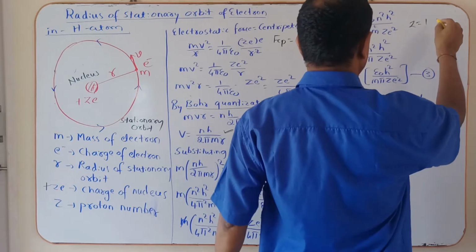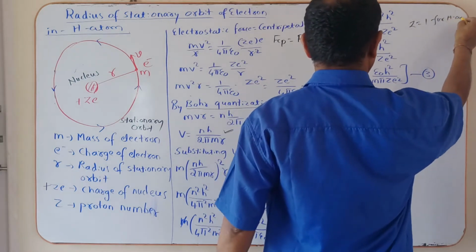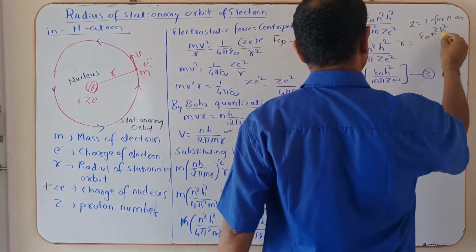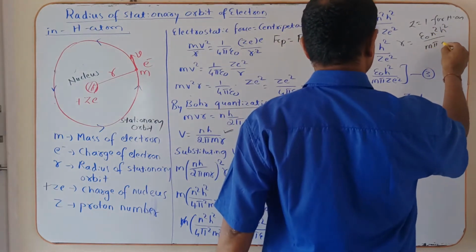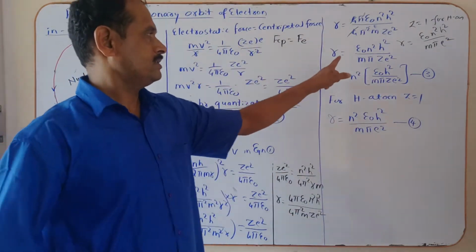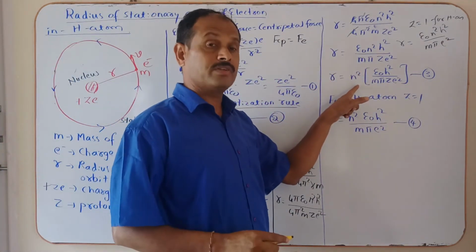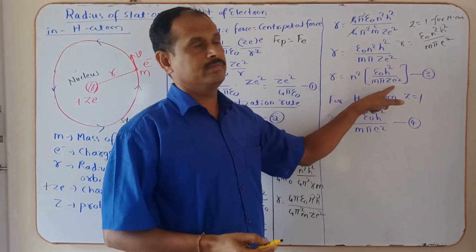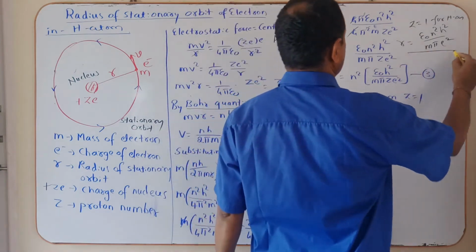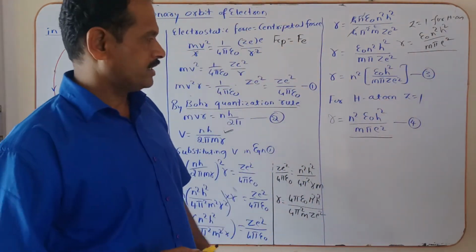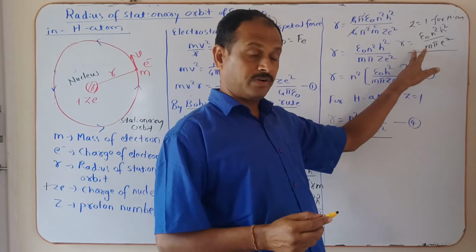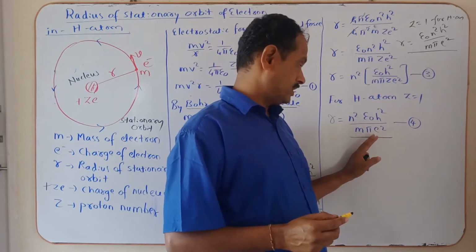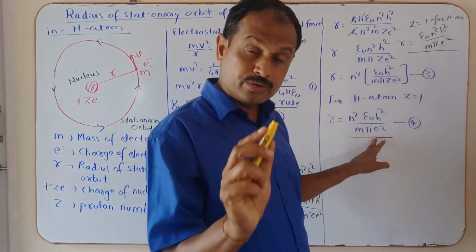Z is equal to 1 for hydrogen atom. At that time you take epsilon naught n square h square divided by m pi e square. This is the expression for the radius of the nth orbit of an electron for any atom. Now this expression and this expression are similar. It is the equation for the radius of the orbit of an electron in the nth orbit of the hydrogen atom.